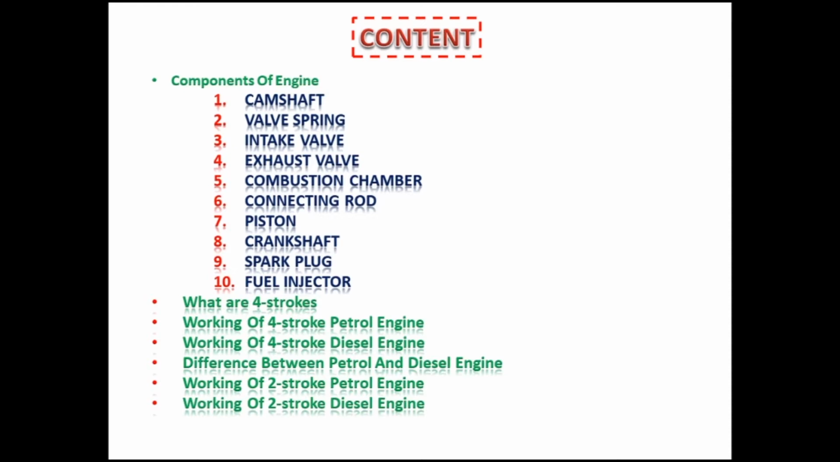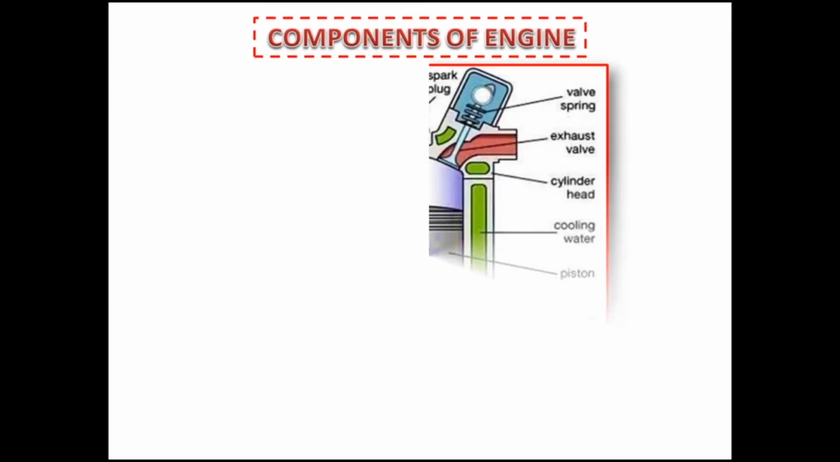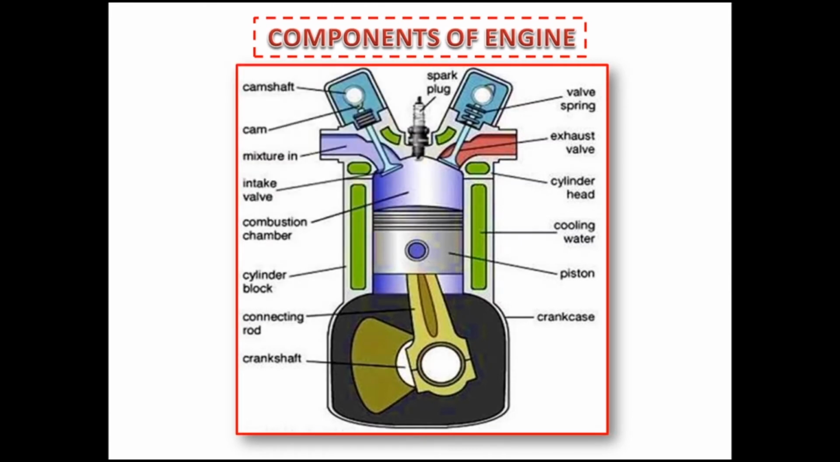So let's move to the first topic, components of the engine. You can see very clearly in this image the names of the components. Let's start with the camshaft. This is the camshaft, which is used to switch on the intake or exhaust valve. This is the intake valve, this is the exhaust valve. Through the intake valve, fuel is coming inside the cylinder, and through the exhaust valve, smoke is going out of the cylinder. This is the combustion chamber, where combustion takes place.